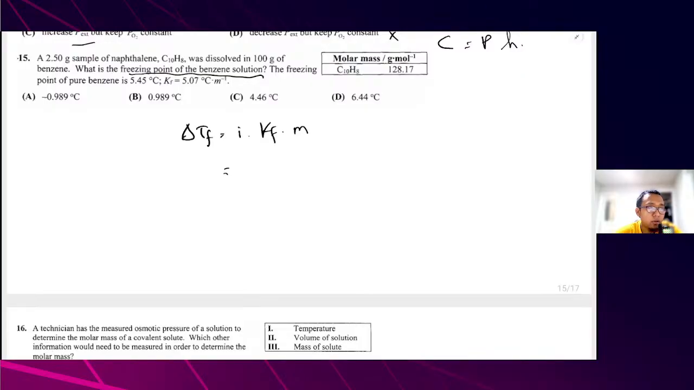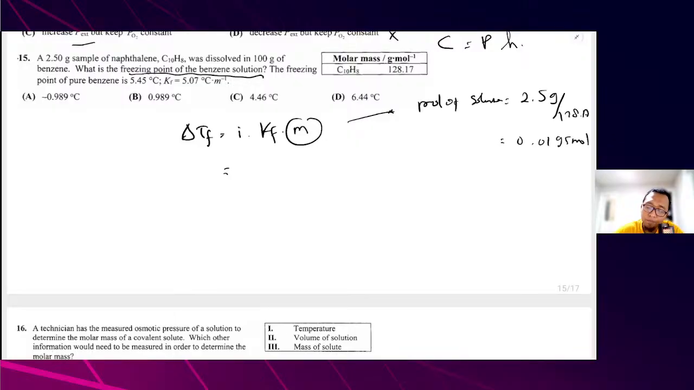First, we have to find the moles of solute. How to get that one? We know the mass is 2.5 grams divided by 128.170. So it will end up as 0.0195 mole. Let's move on to another parameter.